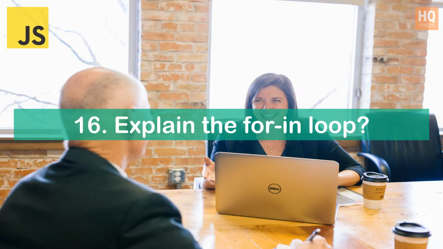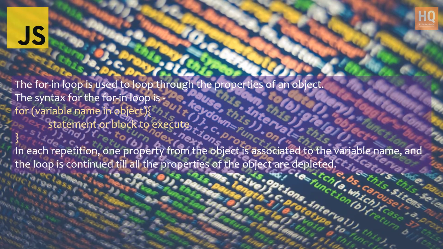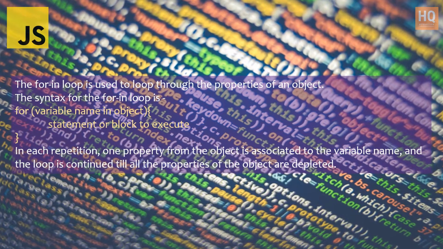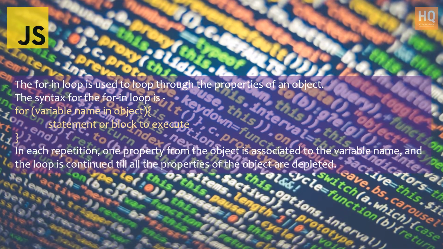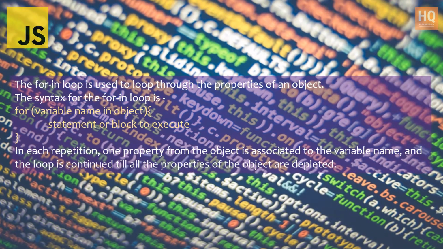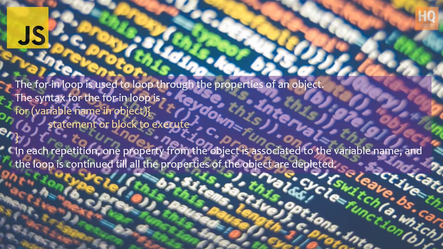Explain the for-in loop. The for-in loop is used to loop through the properties of an object. The syntax for the for-in loop is as shown here. In each repetition, one property from the object is associated to the variable name, and the loop is continued till all the properties of the object are depleted.